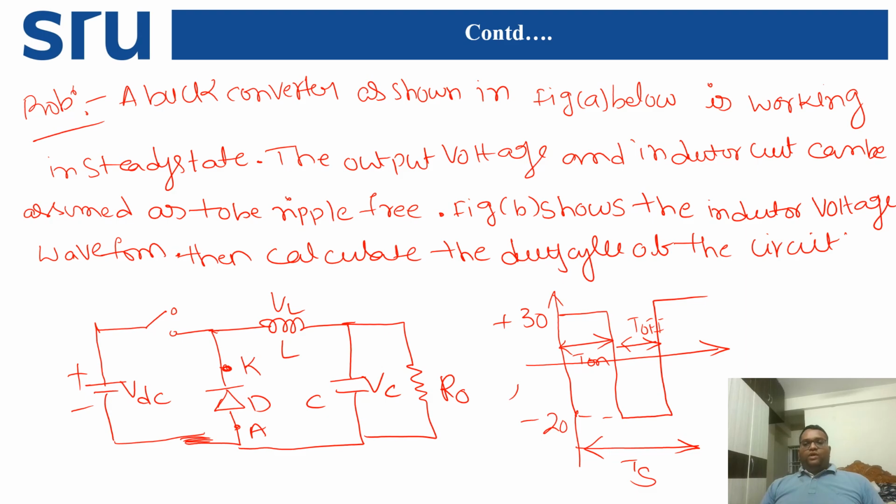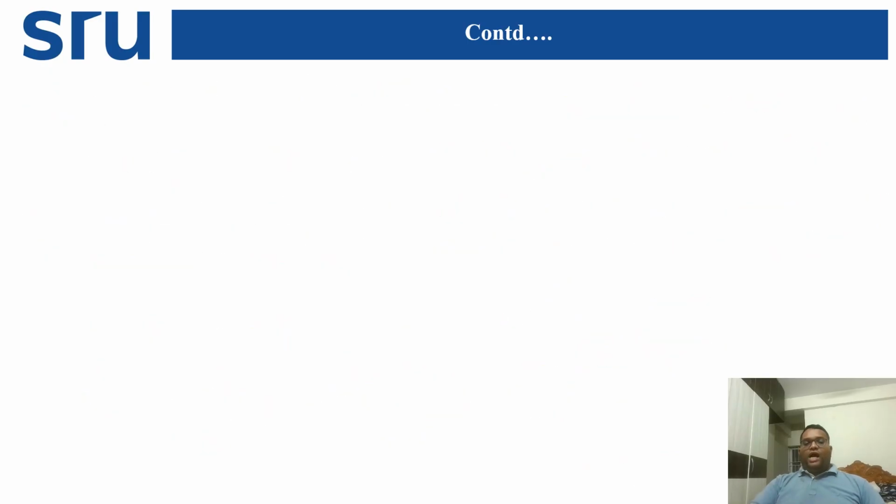Now we'll see. The first foremost thing is we have to remember the switch on condition. Under switch on condition, we know the formula: VL on is equal to VDC minus V0. What is the voltage here under switch on condition? He mentioned that clearly, that is 30 volts. That is VDC minus V0. Let us take this as equation number 1.